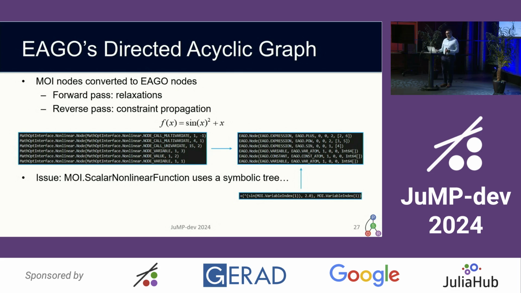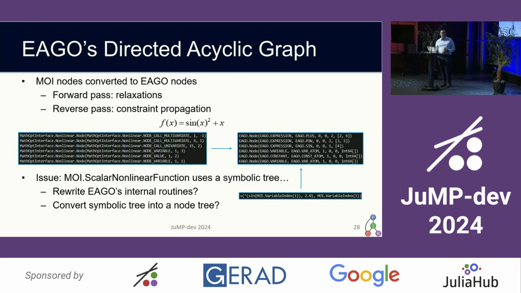And this is pretty difficult for us to develop because I'm not the original developer. I kind of just joined. So I kind of see it as two options. I can either rewrite all of EAGO to account for this change and forget about the old nonlinear stuff, or I can just maybe find a way to convert this new symbolic tree into what EAGO uses now. So currently that's what I'm working on, just converting the symbolic tree into a node tree, because it doesn't seem like they're planning on deprecating the nonlinear stuff, so we'll see.